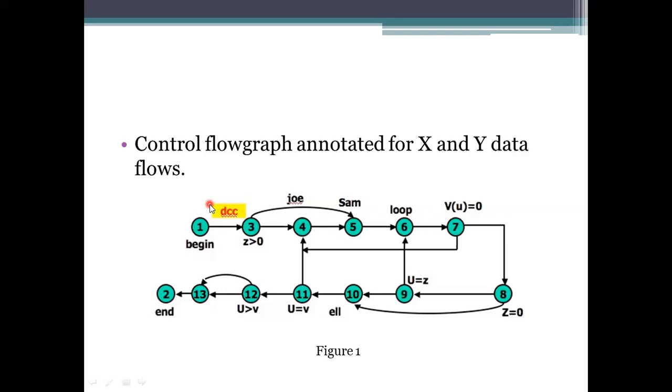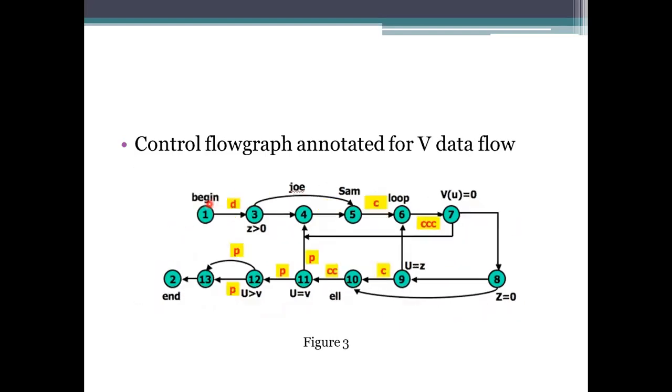I tried to use it as a computation or a predicate, that's all, but I didn't redefine it. So the path we have mentioned for X and Y, that is 1 and 3, has been specified as a definition clear path.